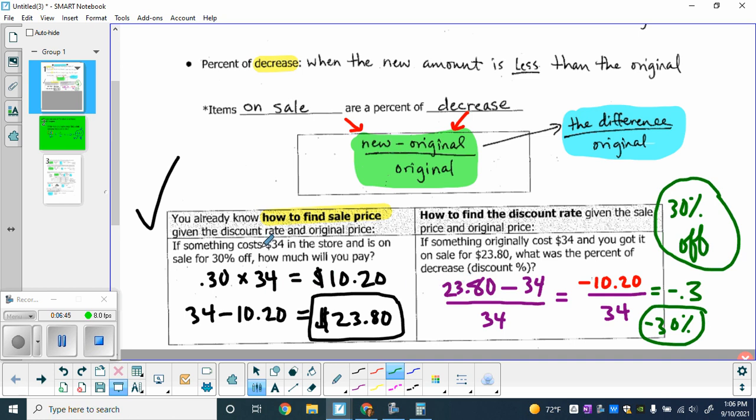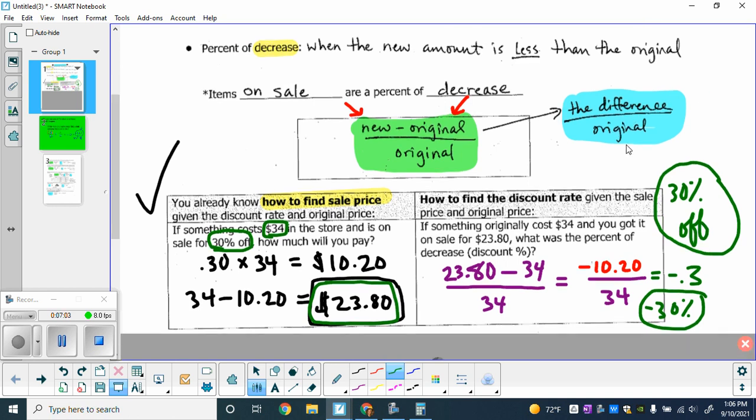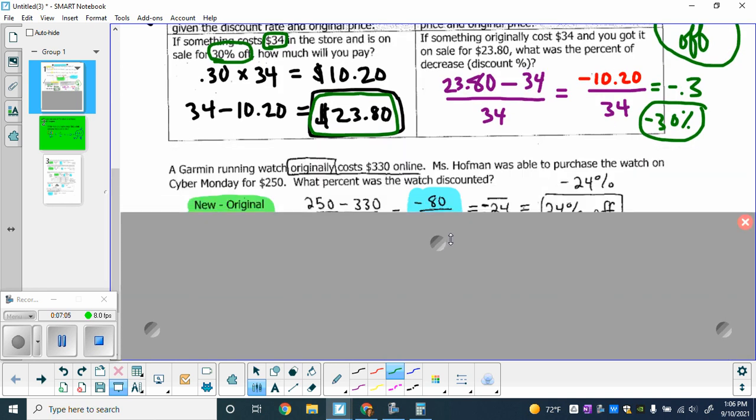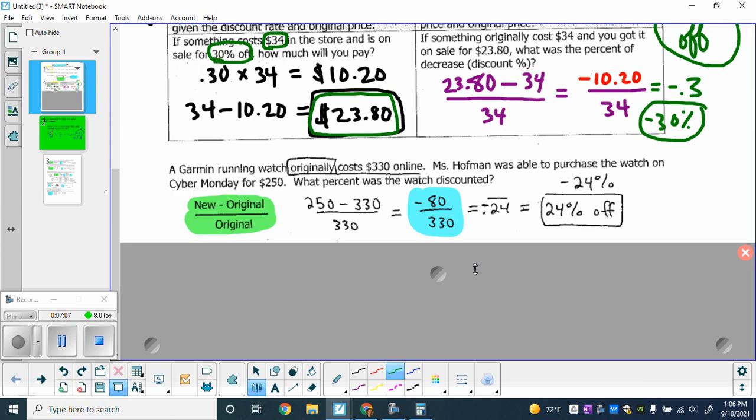We're taking something that you've already kind of learned, and now I'm giving you the original price and the sale price, and I'm expecting you to be able to find this discount. That's what happened over here. Okay? So let's practice how we can use this formula to calculate the difference and divide it by the original. Let's take a look at this first problem here. You can see I've already got the answers already lined up for y'all.